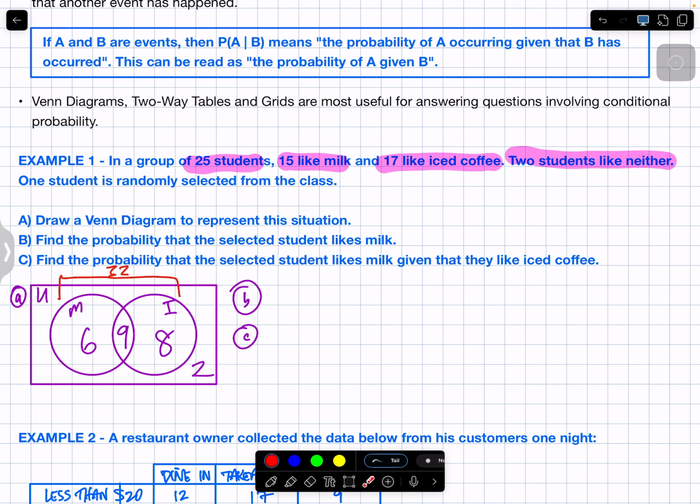P, probability the selected student likes milk, but now it's given that they liked iced coffee. So you do the vertical line, likes milk, given they like iced coffee. What's that going to be? Given that they liked iced coffee, how many kids like iced coffee in the whole thing? What's the sample space of kids that like iced coffee? 17, so it's going to be over 17. How many of those like milk? 9. 9 over 17?